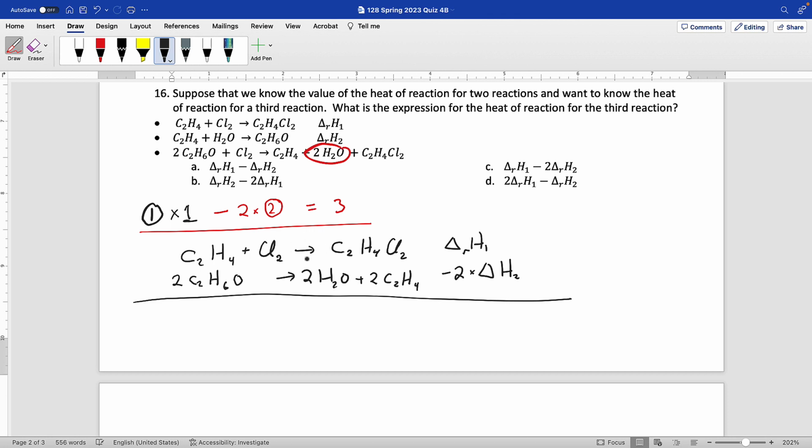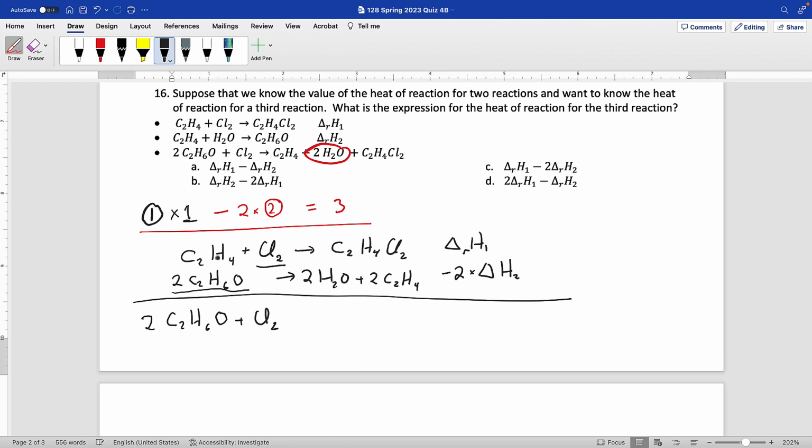Let's fix that. Okay, so looking at this, there are things we can cancel and things we can't. So the chlorine doesn't cancel, right? It just appears in one place. Our C2H6O only appears in one place. So let's just write that down. So 2 C2H6O. And we've got our chlorine, which only appears here, so we can't cancel that.